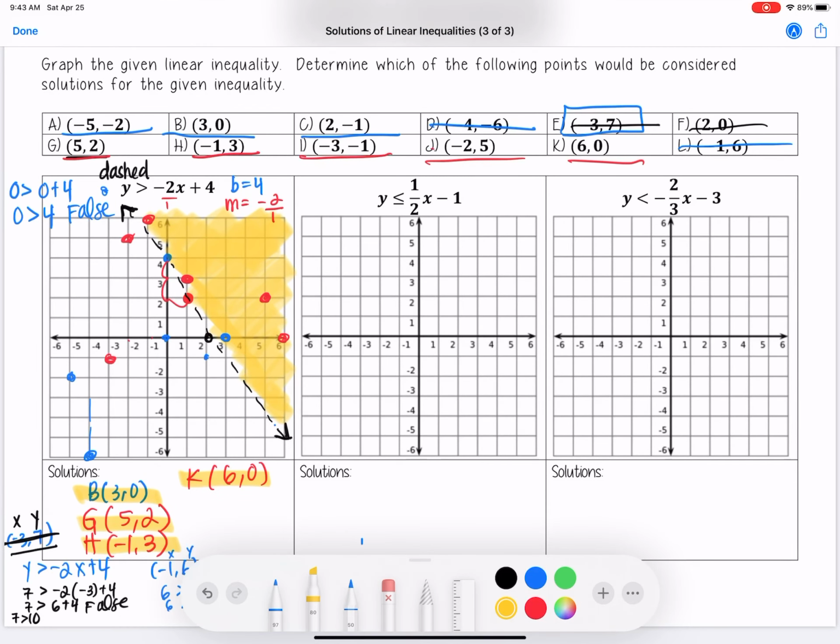So what you want to do is go ahead and do the same thing for the other lines. So y is less than or equal to 1/2 x minus 1, and then for the last one as well. So you're going to finish those for homework. You're going to graph them, shade, and then write your solutions down at the bottom.